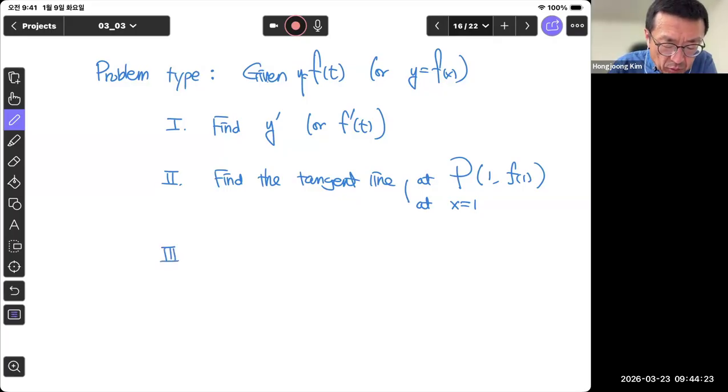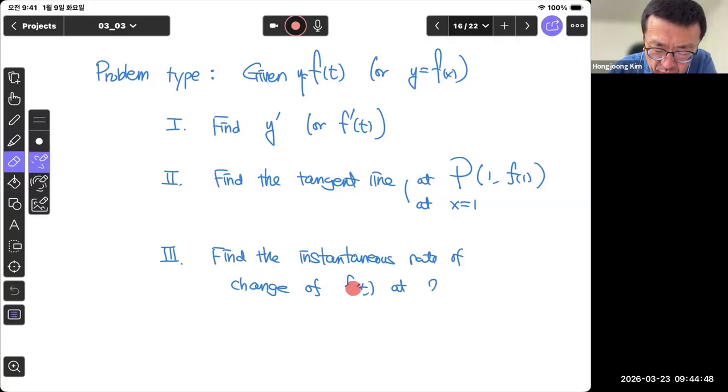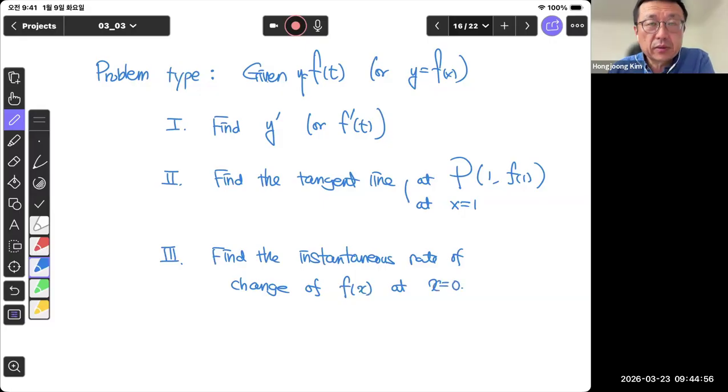Or I may ask you to find the instantaneous rate of change of this function f when t, when x is, say, 0, something like this. Only these will be asked in the exams.